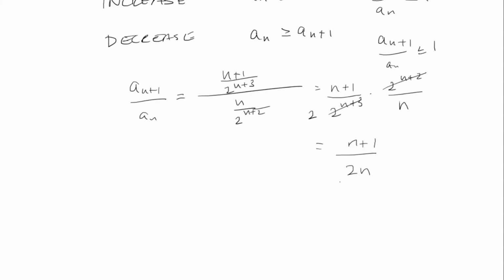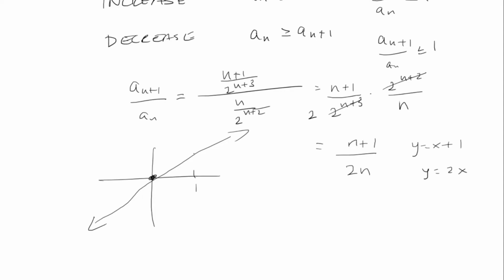Now, this doesn't tell us if it's increasing or decreasing. So to convince you, I'm going to graph this. So pretend we have y equals x plus 1 and y equals 2x. Which one of these is bigger? Well, for y equals 2x, we get this. For y equals x plus 1, we get this, but the slope is narrower. So it has to connect at 1, 2.